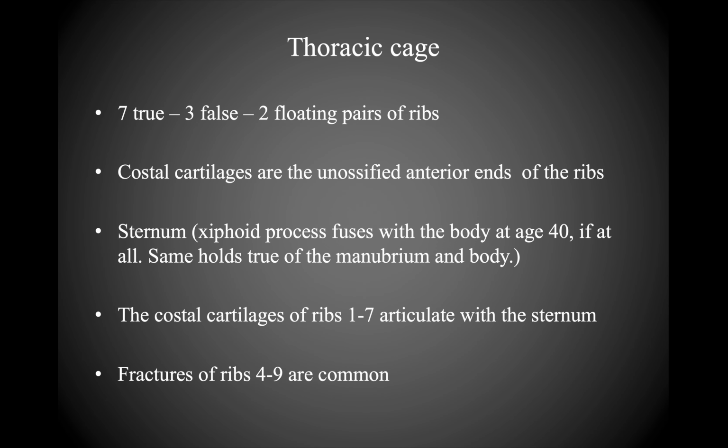Again, just to remind us of the thoracic cage, you have 7 true, 3 false, and 2 floating pairs of ribs, with the costal cartilages anteriorly that are unossified and therefore are going to appear somewhat lighter on x-ray imaging. We have our sternum, which is comprised of 3 parts: the manubrium, body, and then the xiphoid process at the inferior-most aspect of it. And then we have, in terms of fracturing, fracture of ribs 4 through 9 is relatively common.